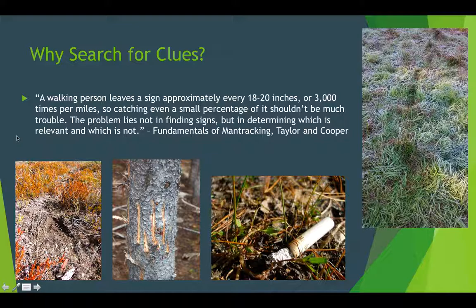So why do we search for clues? Taylor and Cooper in Fundamentals of Man Tracking state, a walking person leaves a sign approximately every 18 to 20 inches, or 3,000 times per mile. So catching even a small percentage of it shouldn't be much trouble. The problem lies not in finding signs, but in determining which is relevant and which is not. While these clues might seem obvious, it can take an experienced and professional tracker to read and follow such a trail.